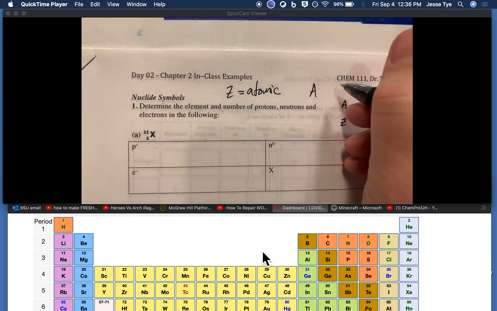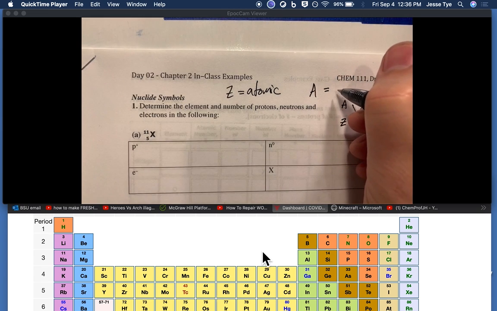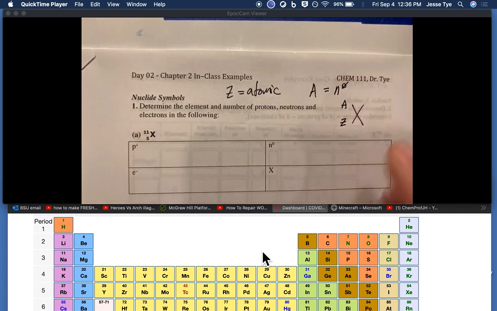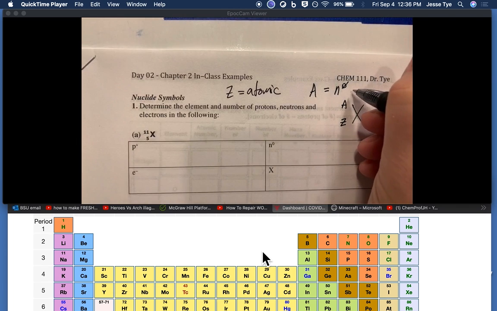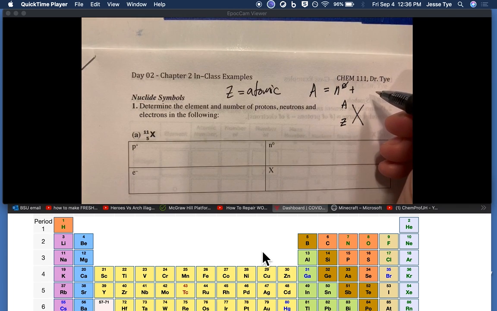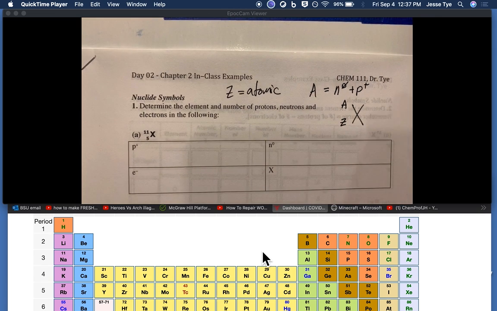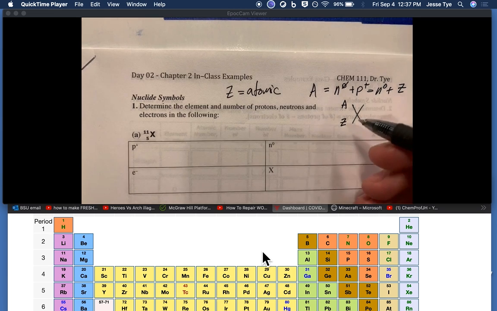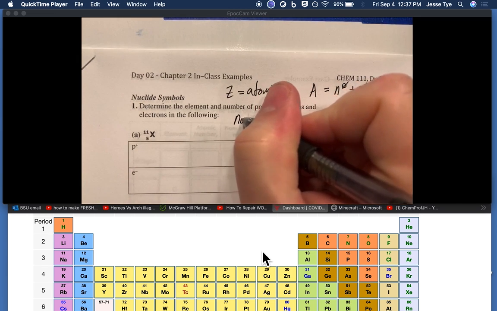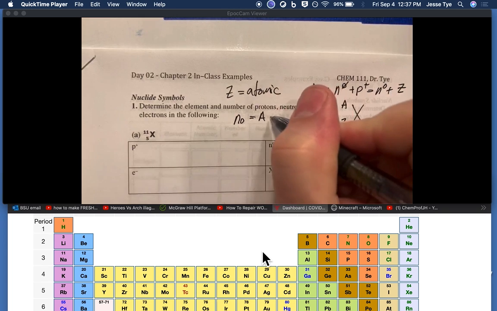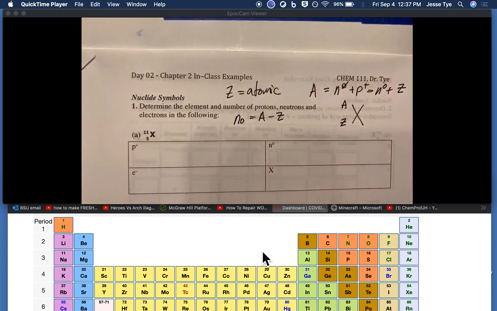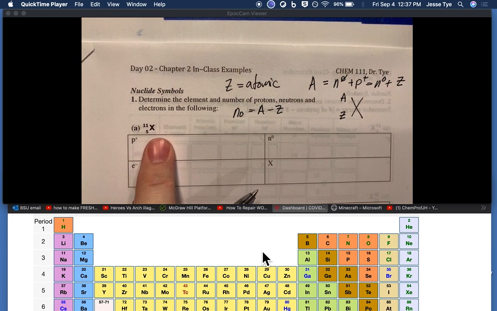And then A here is equal to the number of neutrons plus the number of protons. Or we could also write that as neutrons plus Z, since Z is equal to the number of protons. And so in order to get neutrons in each case, it's going to be A minus Z. All right, so let's go ahead and hop into this first problem that we have here.